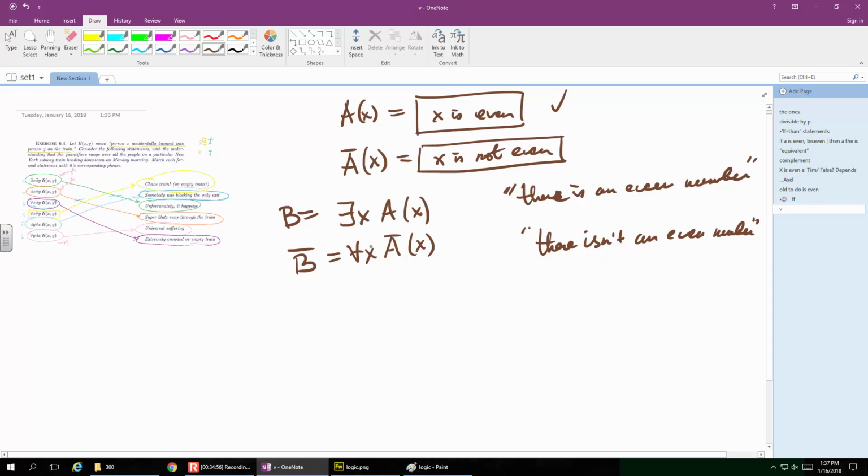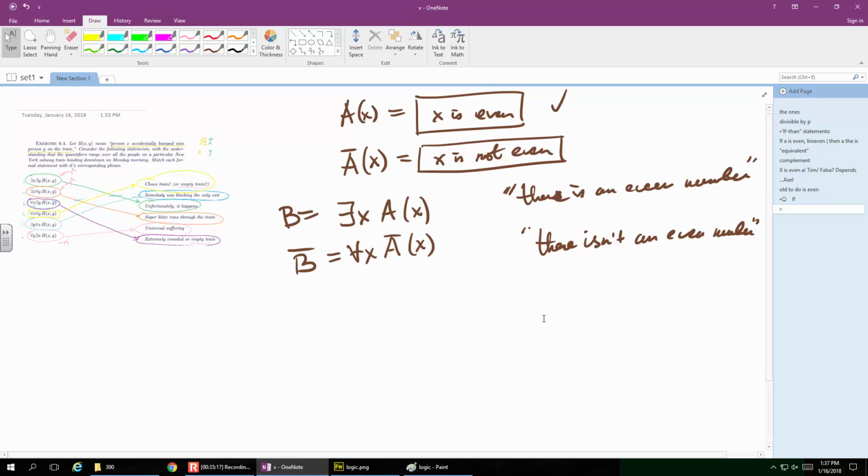So you flip the quantifier. There is an even number, or any number is not even. Okay, that's the negation. Let's try another example of this kind, where once again you flip: there is turns into for any if you do negation of statements.